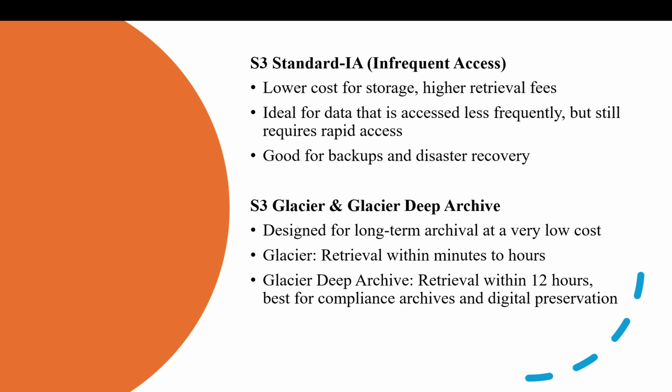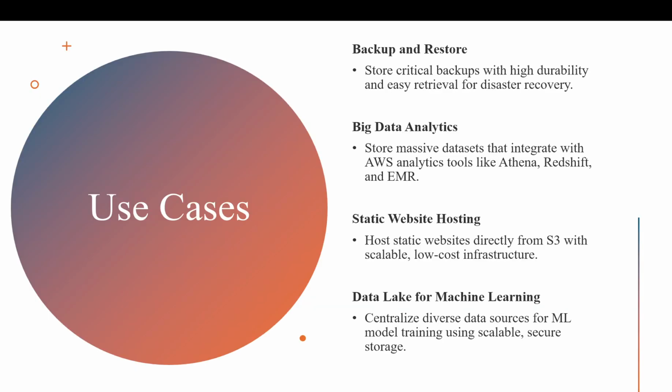S3 Standard-IA: lower cost for storage, higher retrieval fees, ideal for data that is accessed less frequently but still requires rapid access, good for backup and disaster recovery. S3 Glacier and Glacier Deep Archive are designed for long-term archival at a very low cost. Glacier retrieval takes minutes to hours. Glacier Deep Archive retrieval takes within 12 hours, best for compliance archives and digital preservation.